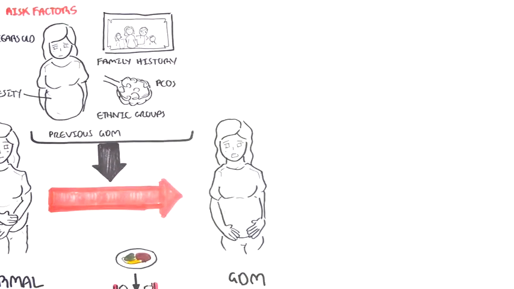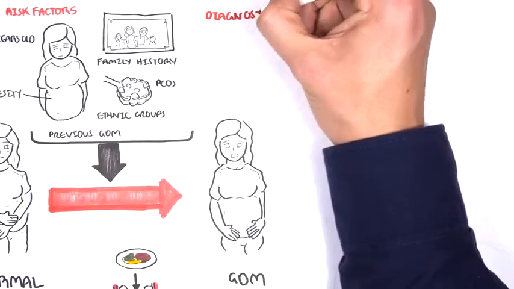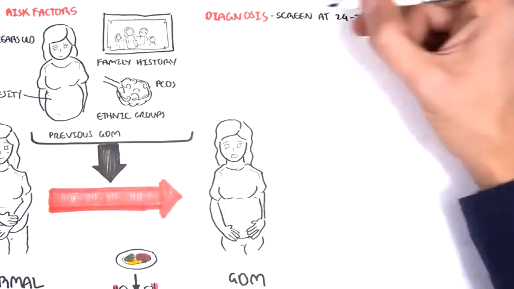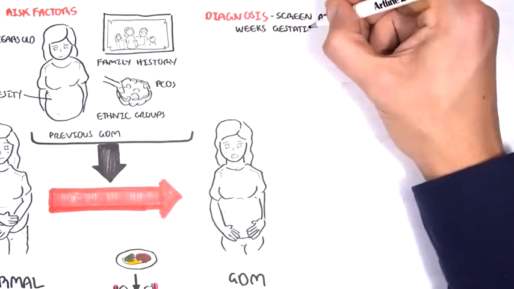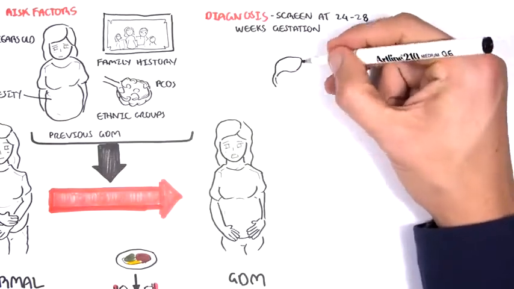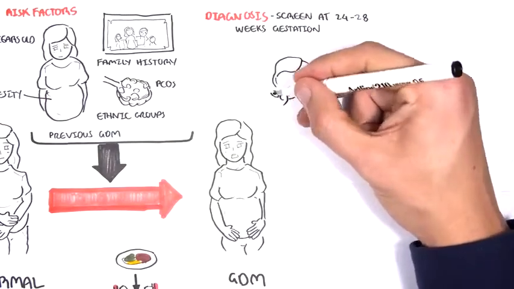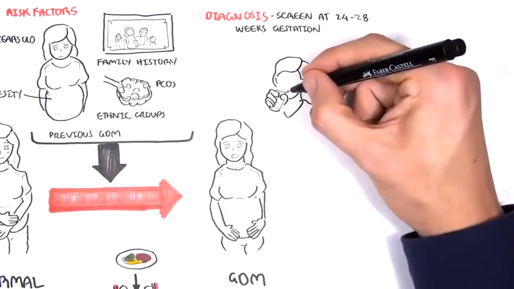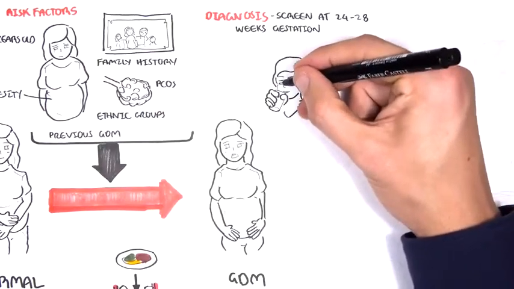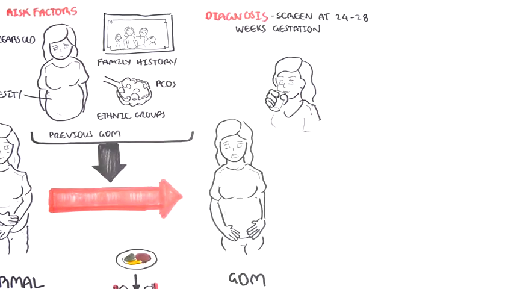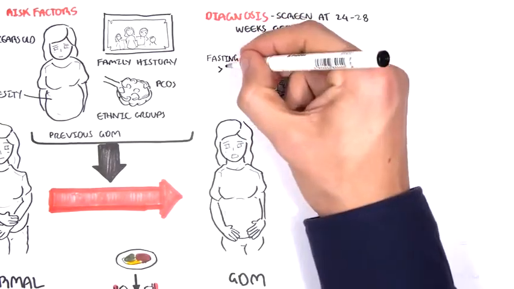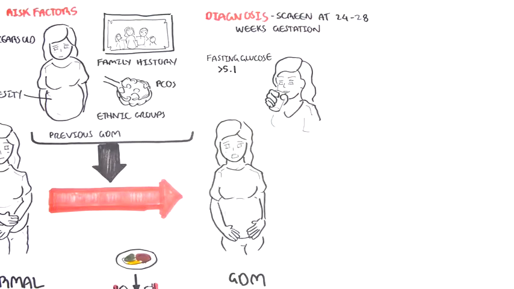The diagnosis of gestational diabetes is actually done during screening at roughly 24 to 28 weeks gestation. And this is done with a fasting blood glucose or with the oral glucose tolerance test. A fasting blood glucose is measured between 24 to 28 weeks. A fasting blood glucose of greater than 5.1 millimoles per liter can help diagnose GDM.